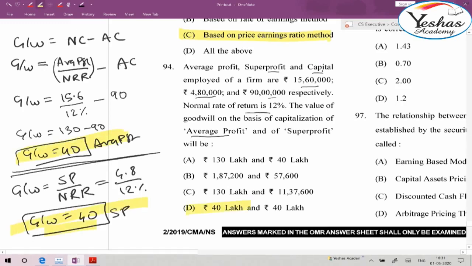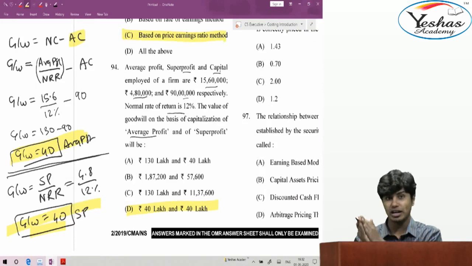Many of us stumble on this question and forget this actual capital subtraction and then only do 15.6 divided by 12%. I've seen the majority of the students making this mistake. They straight away write this here as 130 and this as 140. So many of them will go for 130 and 40. That is not the answer. The answer is 40 and 40, because the goodwill formula under capitalization method of average profits is average profit divided by normal rate of return minus actual capital. Don't forget that second part.